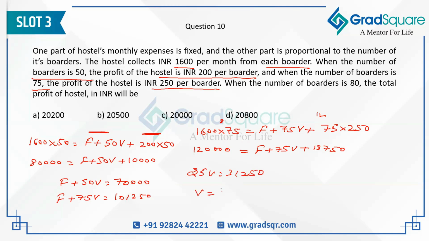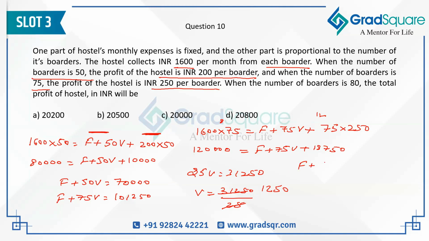So what will be the value of V? 31,250 divided by 25. If you look at this, 25 ones are 25, and then you will get a 62. So 25 twos are 50, 12, 125, 1250. So the variable cost is turning out to be 1250. You put it in any one of these equations and you are going to be able to generate the value of F also. What will be the value of F?